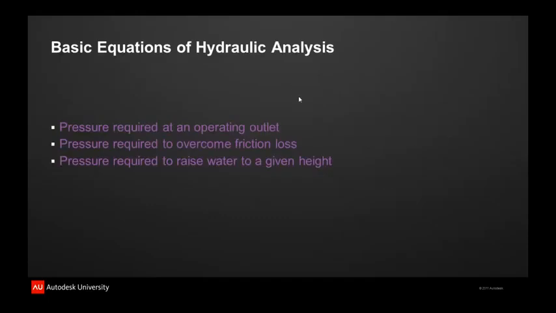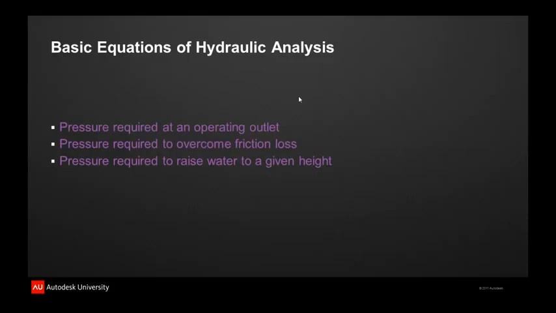Those equations are actually three equations: the pressure required at an operating sprinkler, then the pressure it takes to push the water for that sprinkler and all subsequent sprinklers through the system to overcome friction loss, and then finally the pressure required to actually raise the water to whatever level we need it.